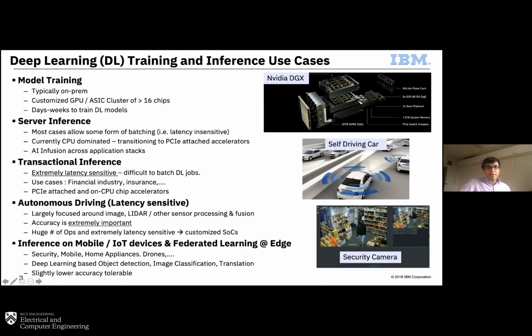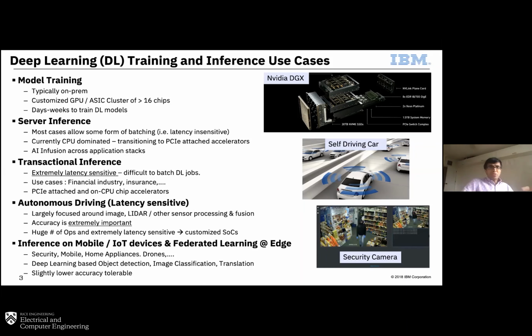The fourth part here focuses on autonomous driving. I think, again, this is a very latency sensitive application. Accuracy is really critical, so one has to be really careful about low precision arithmetic in this space. And finally, an emerging area that we see becoming quite important is inference on mobile and IoT devices, as well as federated learning at the edge. You can imagine, because of privacy concerns, you don't want to send the data back to the data center. So how do you use a consolidated set of edge devices to do inference and do federated learning? And in some of those applications, especially things like security cameras, maybe slightly lower accuracy is tolerable.